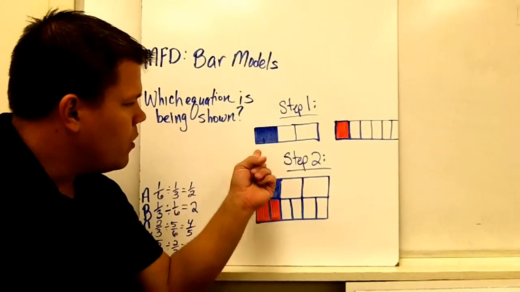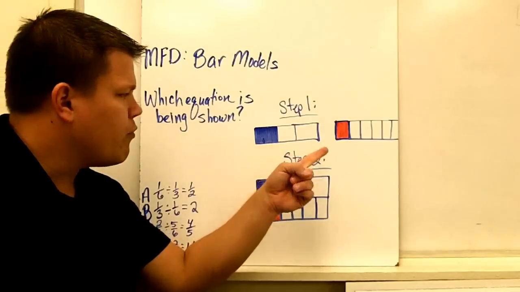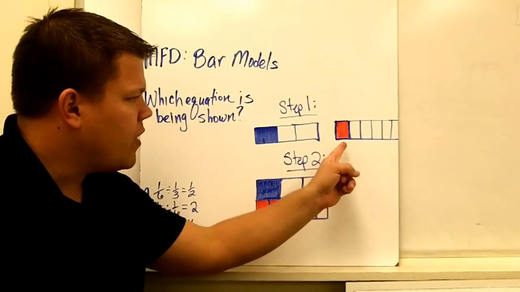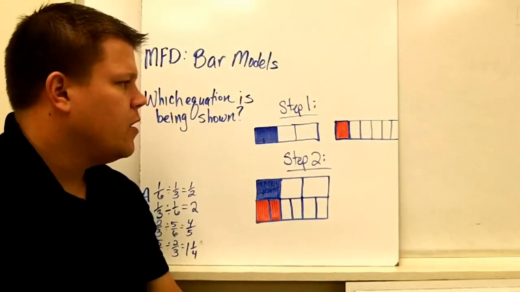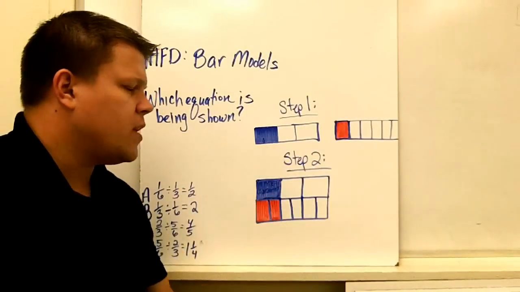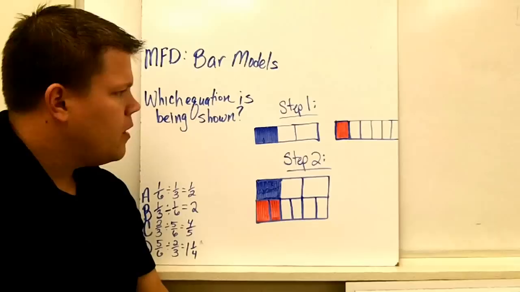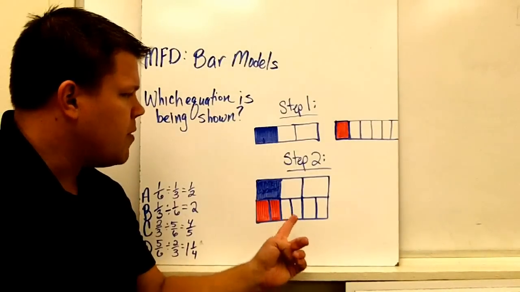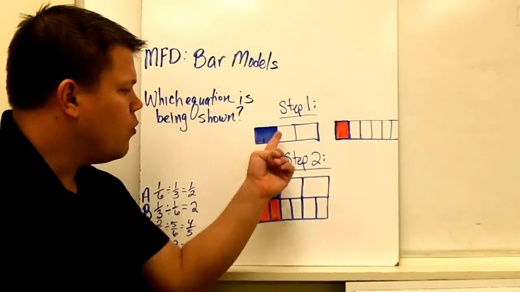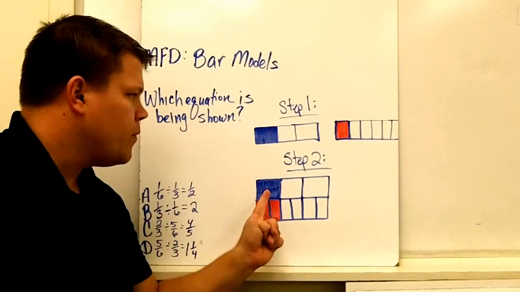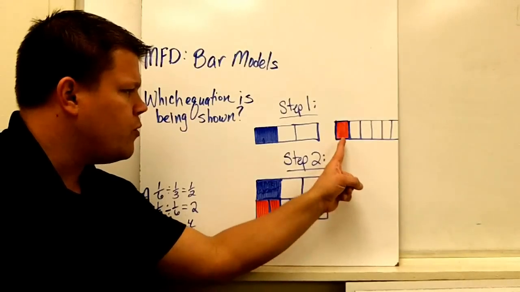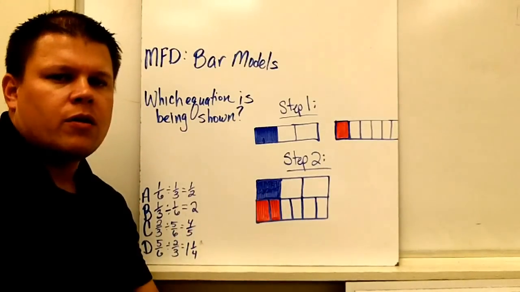We're given a picture of what looks like 1 out of 3 shaded, and over here, it looks like 1 out of 1, 2, 3, 4, 5, 6 shaded. So it looks like we have 1/3 and 1/6 being shaded there. And if we look at the second step, it looks like we're taking the 1/3 and we're trying to figure out how many of these fit into the 1/3. It appears as though there are 2 of these that fit into the 1/3.